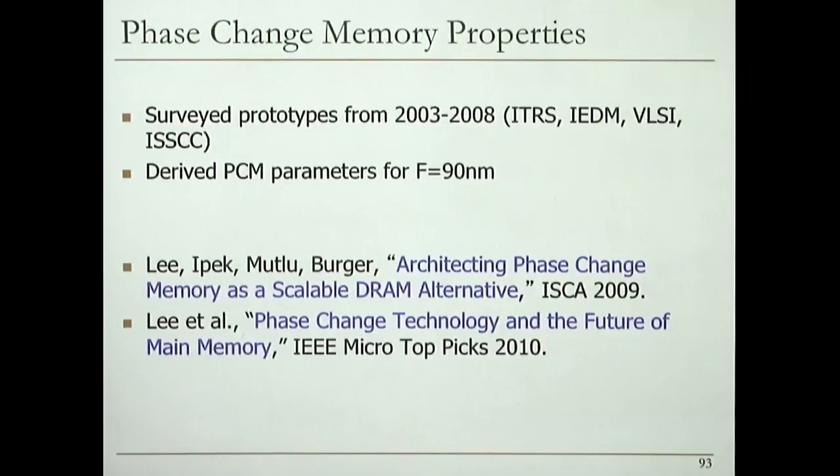OK, so let's see. We're going to talk about the properties again. So how do you figure out the properties? And this is a problem with any emerging technology, actually. You don't know the properties because no one has manufactured it, maybe. Or maybe people have manufactured it, but you don't. They all have contradicting things.